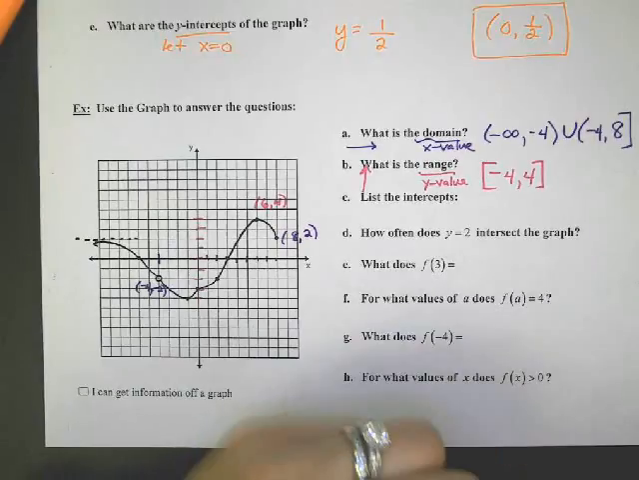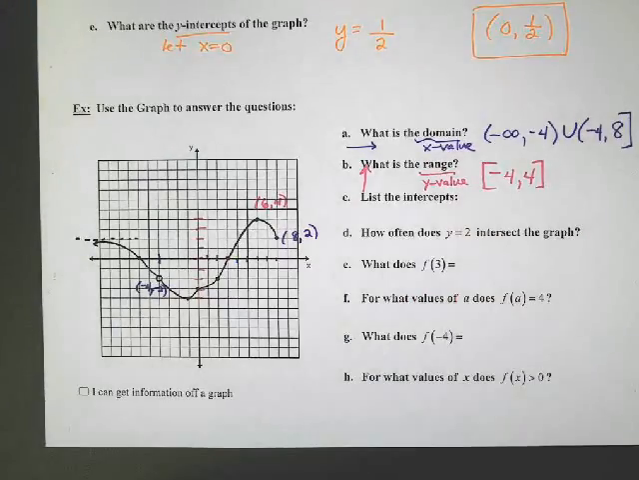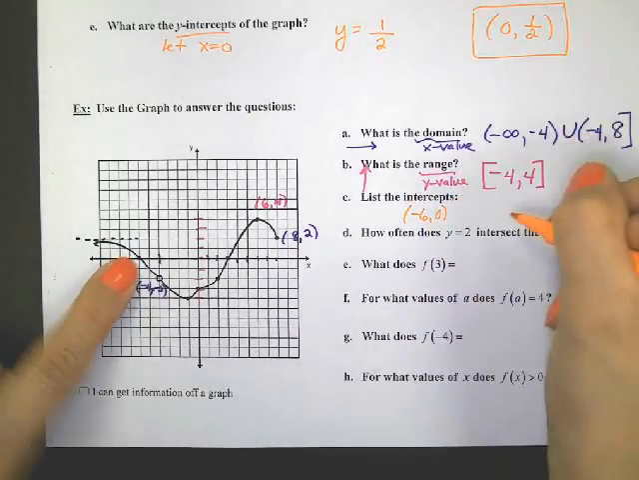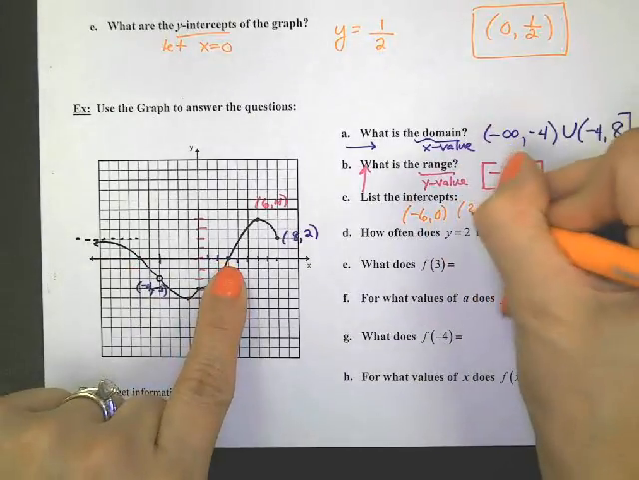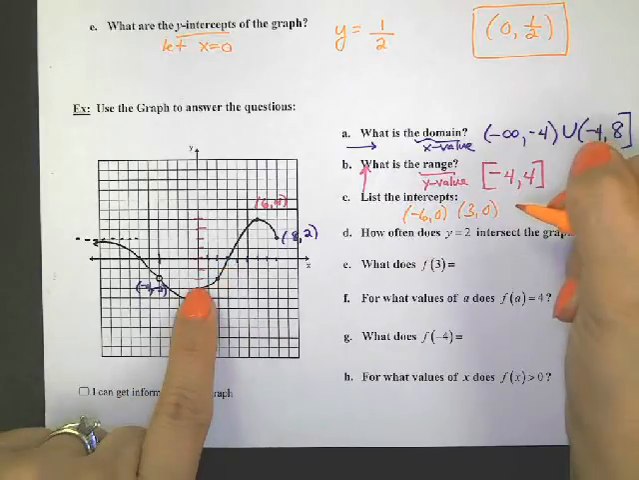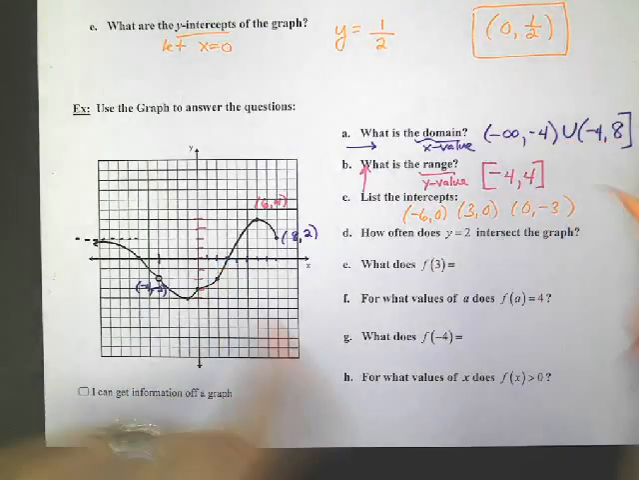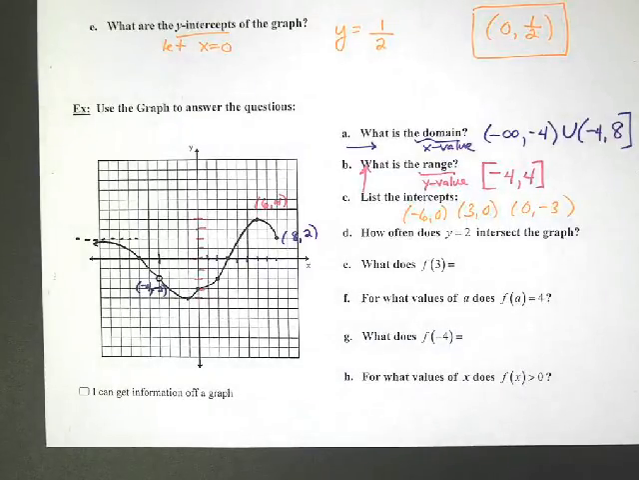Okay, intercepts. Let's take a look at all the intercepts. I see an x-intercept right there at negative 6, 0. I see one right there at 3, 0. I see a y-intercept at 0, negative 3. And I believe that's all.